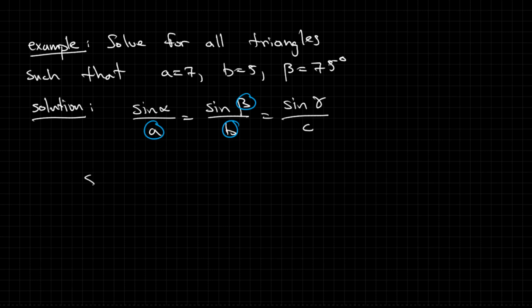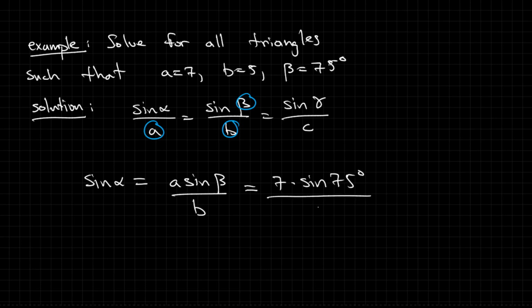So let's solve for sine of alpha. Sine alpha is a sine beta over b, which will be a, which is 7, times sine of 75 degrees, all divided by b, which is 5. And if I put the right-hand side into my calculator, I see that sine alpha is equal to 1.352. There are no solutions to this equation.